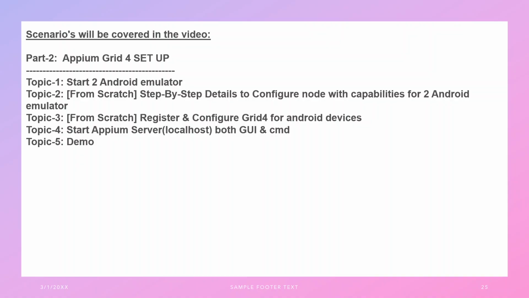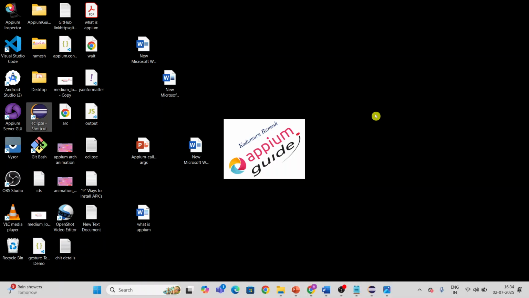In topic 3, I will explain from scratch how to register and configure Grid 4 for Android devices. In topic 4, start the Appium server both in GUI and command line, and we'll demo it. So let's start. The first one is to start the emulator.